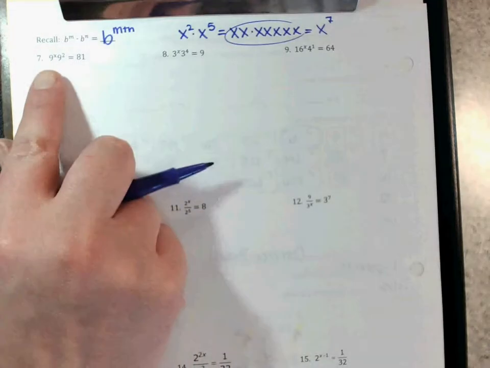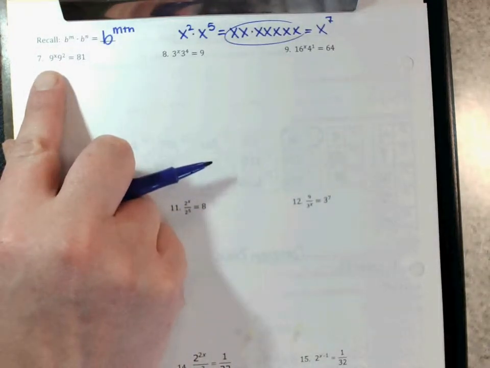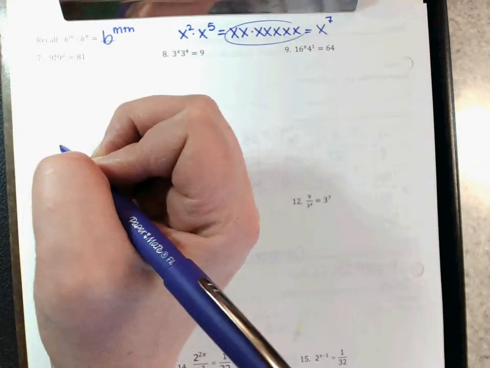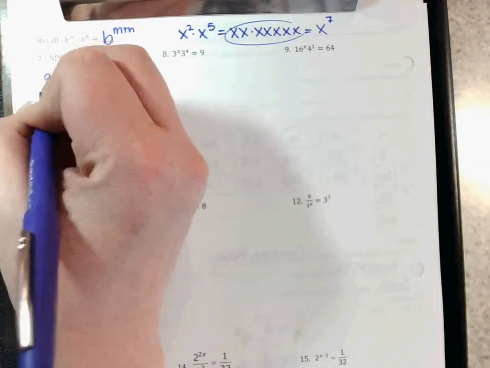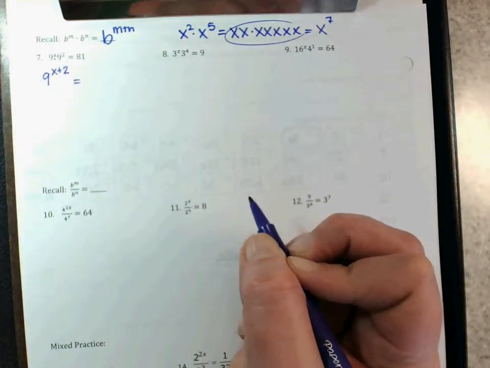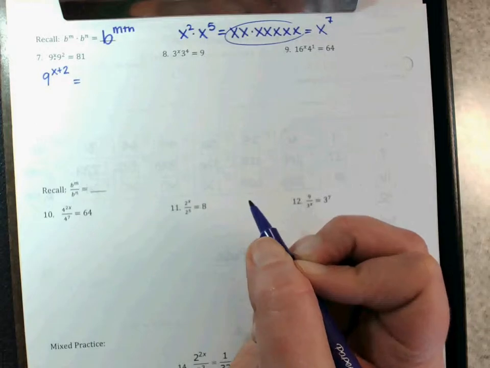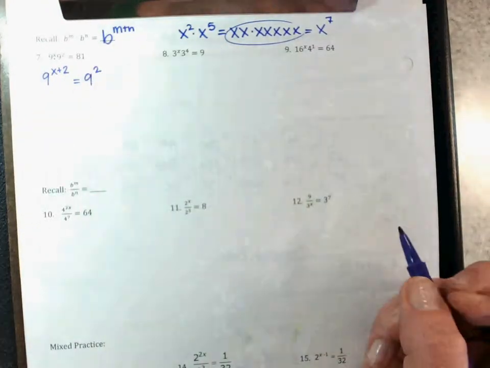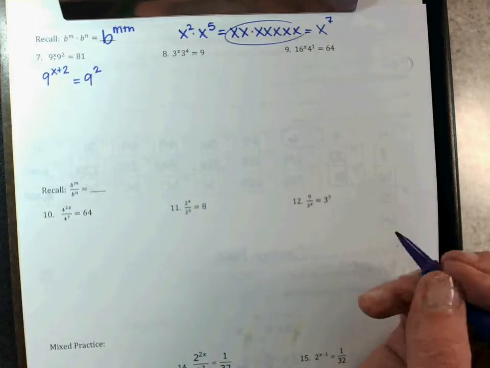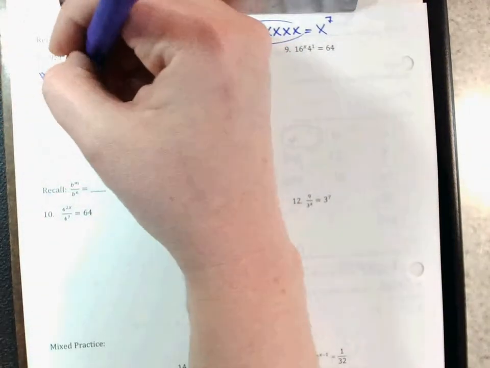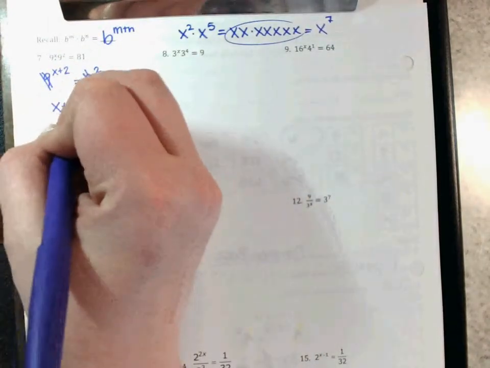So you're going to add the exponents at the top, okay? If I'm doing this one, look at number 7. I have 9 to the x times 9 to the 2. Then I'm going to make it 9 to the x plus 2. Got it? And then 81 I have to convert. What's that? 9 squared. Then I have a common base of 9 on both sides, so I'm allowed to cross it out. So x plus 2 equals 2.